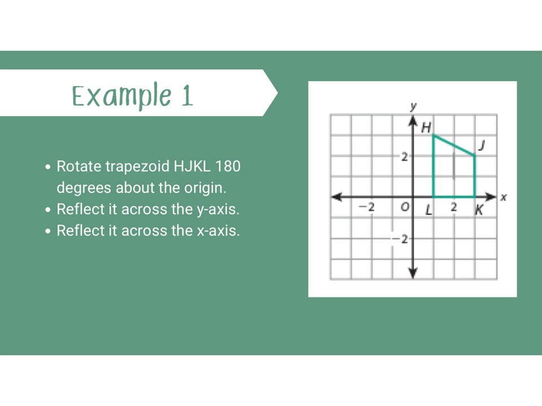Our first example is that we are going to rotate a trapezoid 180 degrees about the origin. So this would be a good time for you to review what happens when you rotate it 180 degrees about the origin. Go back in your notes. You want to remember that at 180 degrees, it doesn't matter if you go clockwise or counterclockwise. You can decide.